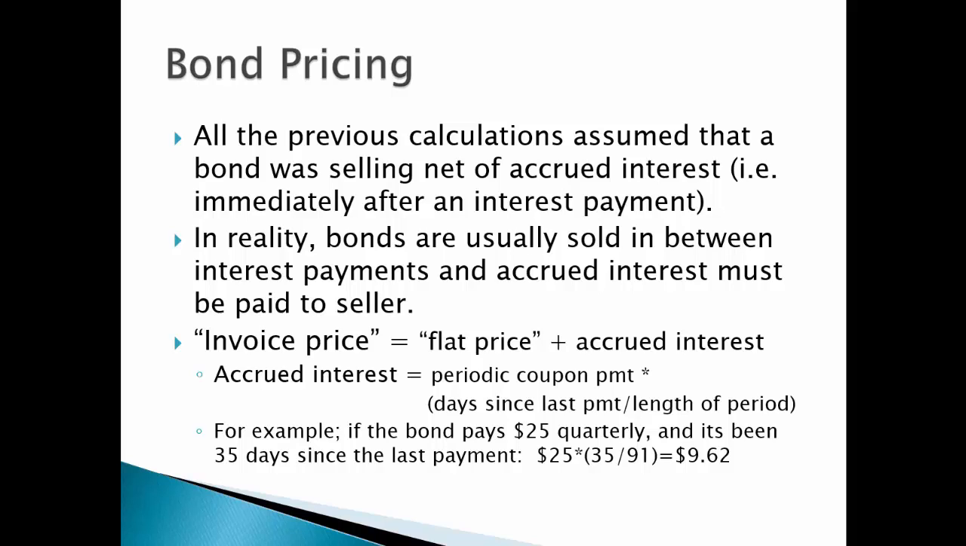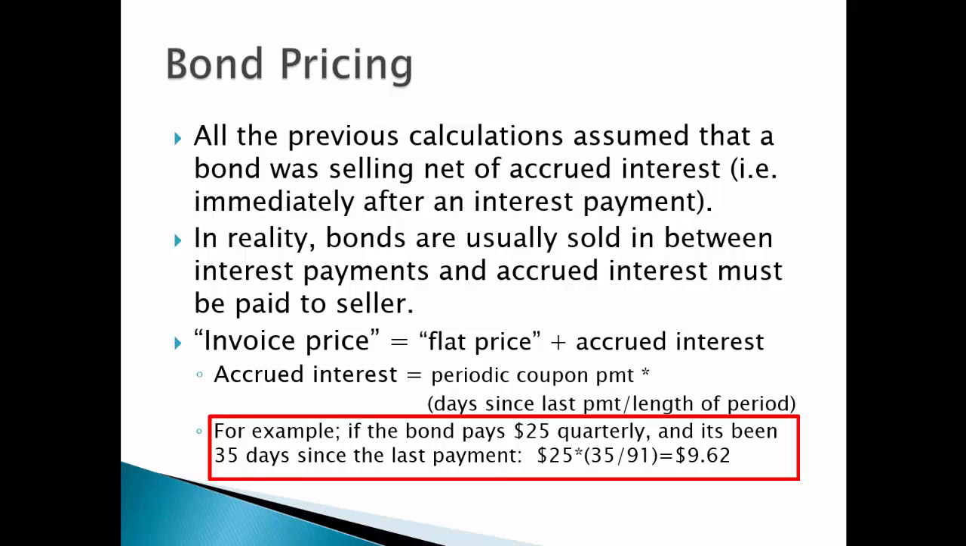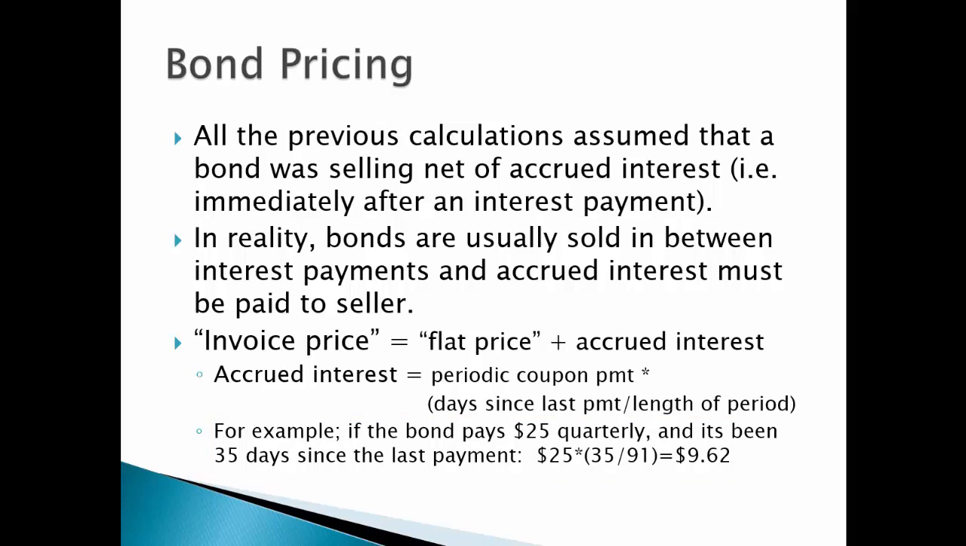So for instance, if we had a bond that paid $25 quarterly, and it's been 35 days since the last payment, then to figure out what the accrued interest would be, we would take that quarterly payment of $25 and multiply it times the proportion of time that has gone since the last payment. And since there are about 91 days in every quarter, the portion of time that's passed is 35 over 91. If we do that simple calculation, we get $9.62. That would be the accrued interest that would get added on to the flat price if we were buying a bond at this point in time, 35 days after the last payment.